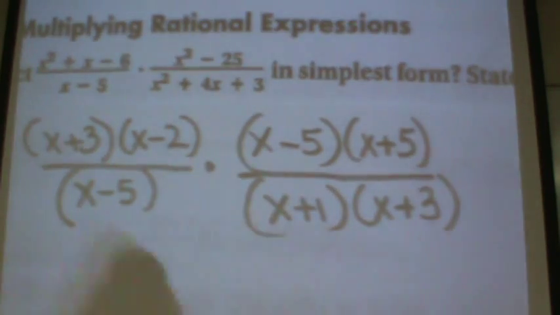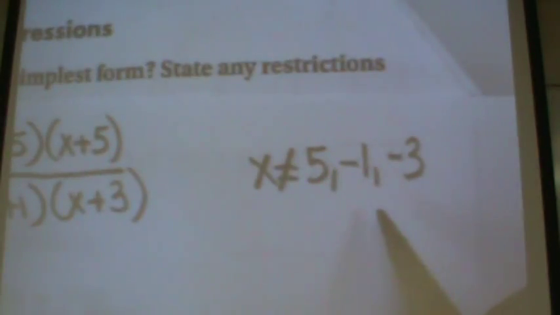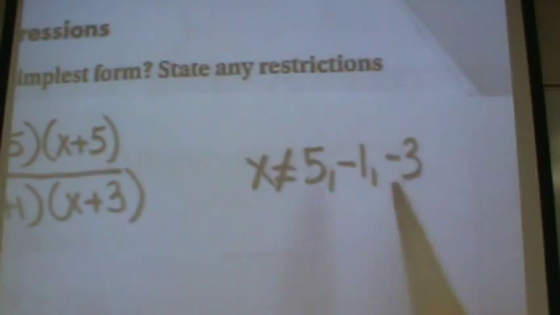Now, before we start canceling, what are the restrictions? X can't be what, and what? X can't be 5, negative 1, negative 3. Good. Those are your restrictions: 5, negative 1, and negative 3.